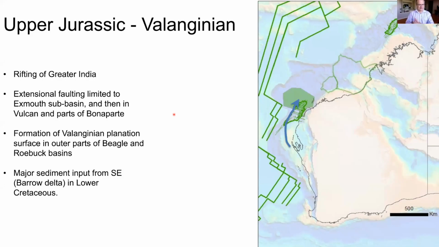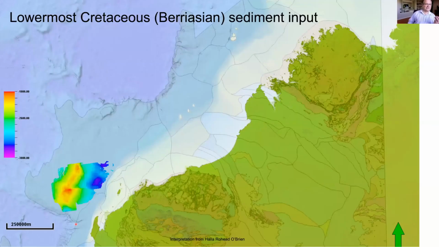Things then change very dramatically after Argoland has separated and the action switches to the western margin, and in particular, the significant sediment input, and in fact, very significant amounts of uplift and erosion that's occurring at the northern end of the Perth Basin and the southern parts of the Exmouth subbasin, feeding sediment into the northern part of the Exmouth subbasin and onto the Exmouth Plateau. And you can see that very clearly.